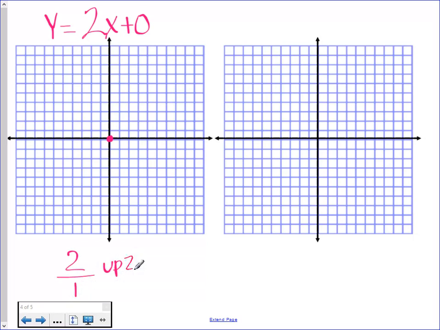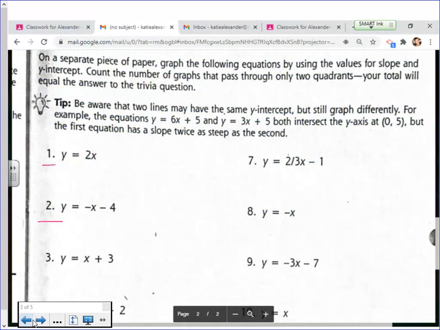I go up 2, right 1. So from here, I'm going up 2, right 1. Up 2, right 1. And you're going to connect them with a line. Obviously, your line is hopefully better than mine, but that's graph number 1. And like I said, I've attached plenty of graph paper so you don't run out of room.